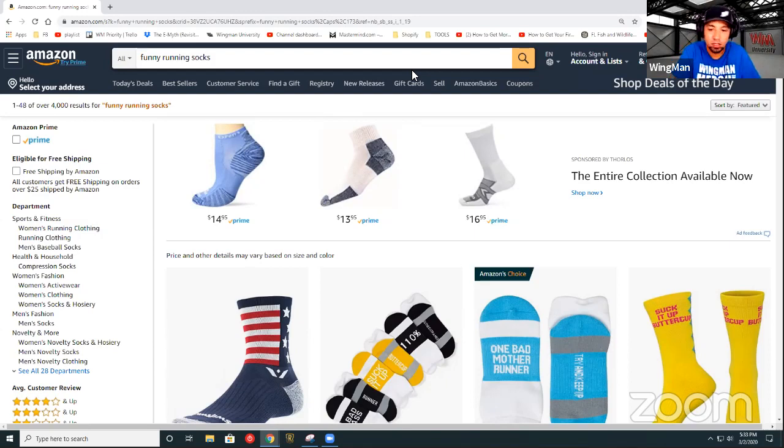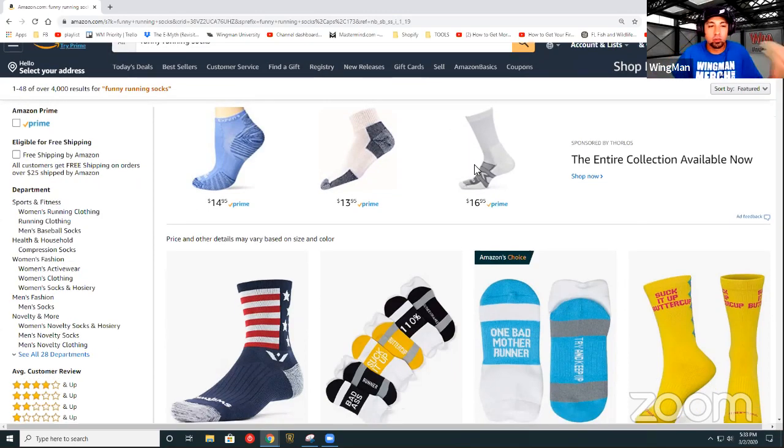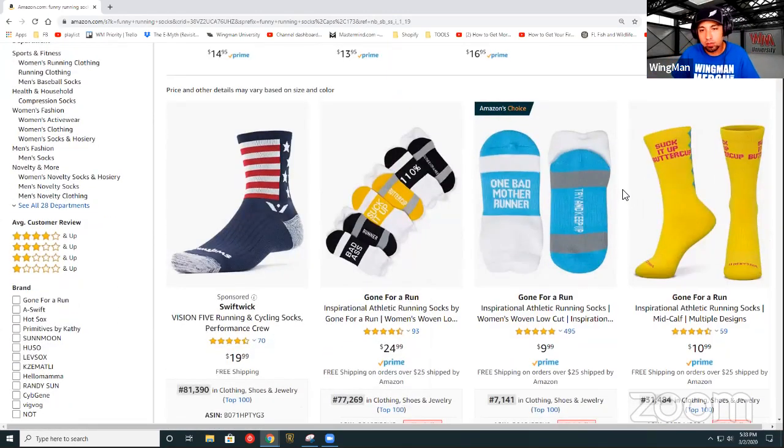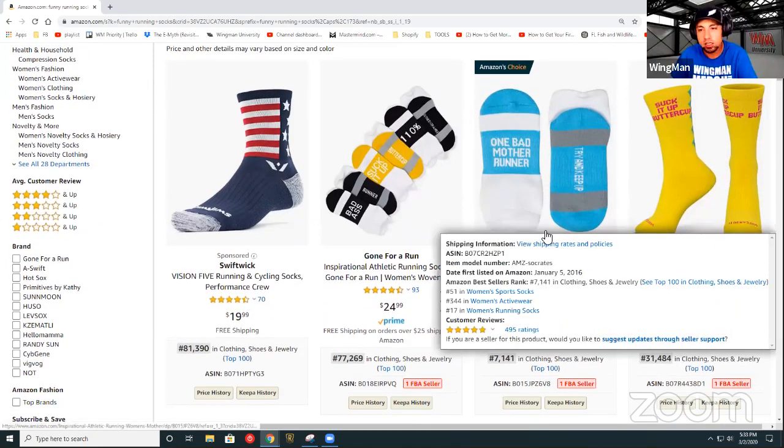Go after athletes. As soon as we know a saying on socks that's working, we can then put it on additional products. So we found funny socks. One bad mother runner. That's a funny saying. That saying can live on more than just socks, but we are going after the running niche. Socks is something that they buy.